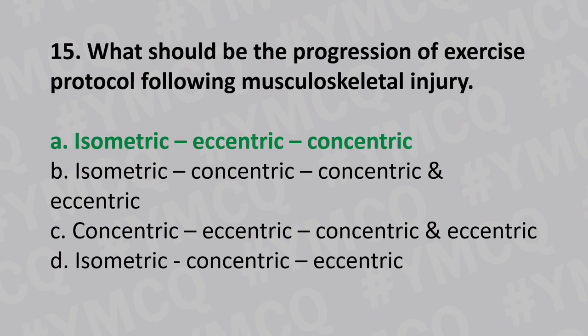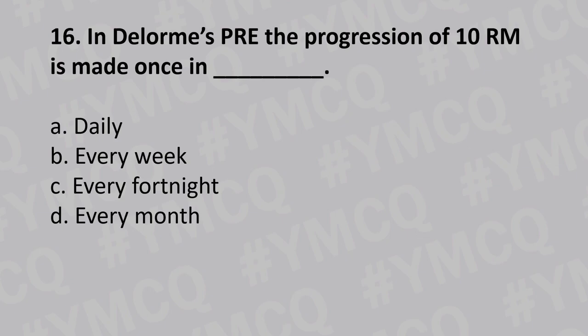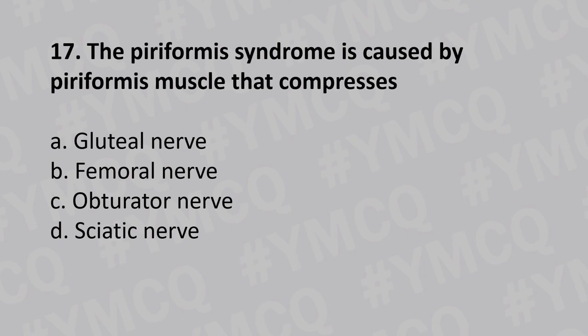In DeLorme's PRE, the progression of 10 RM is made once in option A, daily, option B, every week, option C, every fortnight, option D, every month. And the answer is option B, every week. Moving to our 17th question. The piriformis syndrome is caused by piriformis muscle that compresses option A, gluteal nerve, option B, femoral nerve, option C, obturator nerve, option D, sciatic nerve.